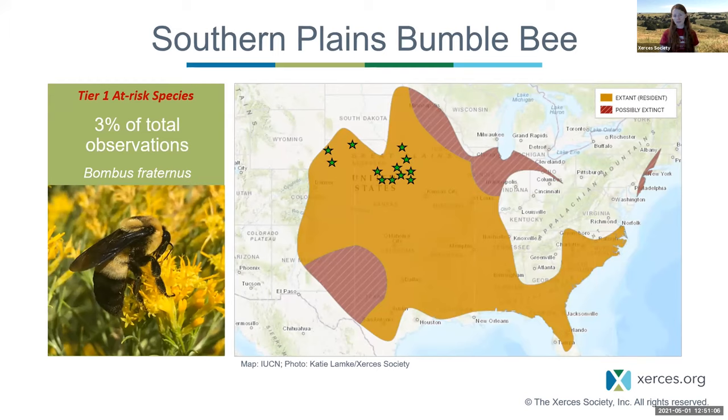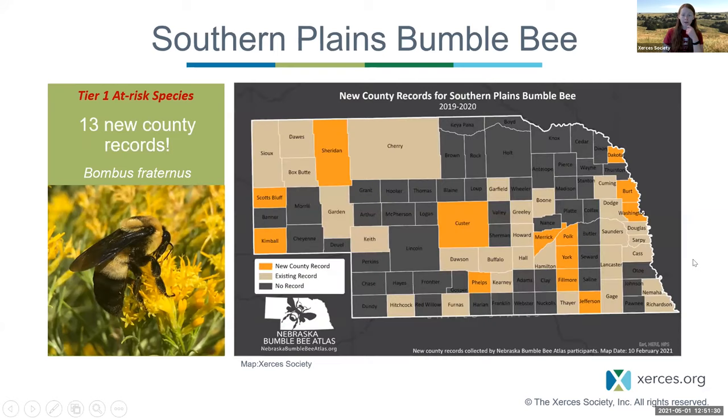And it's nice to see when the observations are made at the edge of a species' range, because typically when a species is starting to decline, we'll see those declines happen at the edges of the range. So the fact that this bee is still found near the edge of its range is good news for us. The other exciting thing that happened with this species is that 13 new counties were added to its range in Nebraska this year.